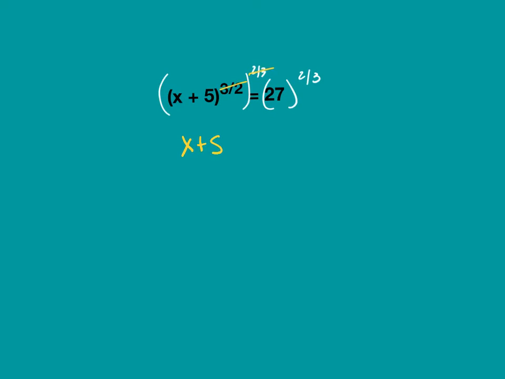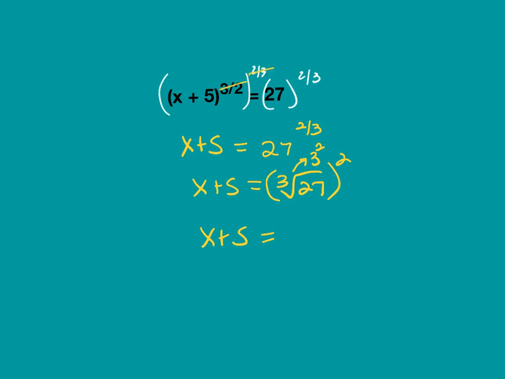So I get x plus 5 on the left equals 27 to the 2/3, which is the same thing as the cube root of 27 squared. The cube root of 27 is 3, and 3 squared is 9. So this becomes x plus 5 equals 9. And then just subtract the 5, and I get x equals 4.